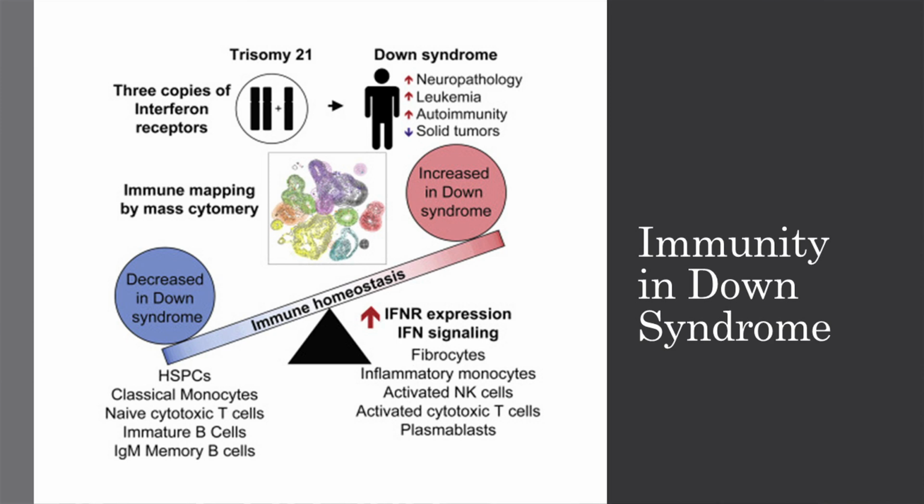And when we look at the overall immune system milieu, like the breakup of cells, what you can see here is what is decreased in persons with Down syndrome are your earlier stage immune cells. So we're talking classic monocytes, naive cytotoxic T cells, immature B cells. What's more upregulated are fibrocytes, inflammatory monocytes, activated NK and cytotoxic T cells, and plasmablasts. All that to say that their immune system is overactive, hence the higher risk of autoimmunity and potential dysregulation.